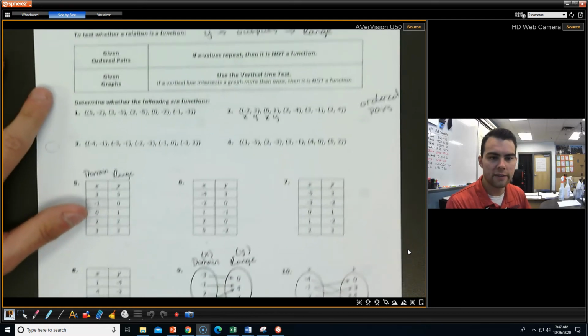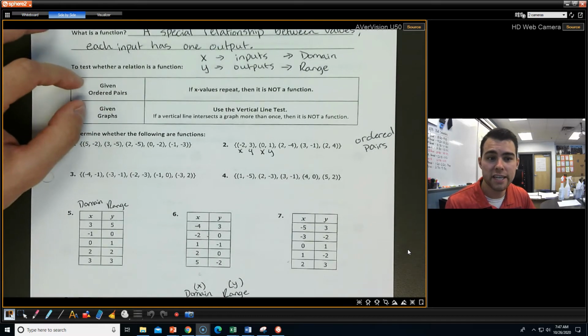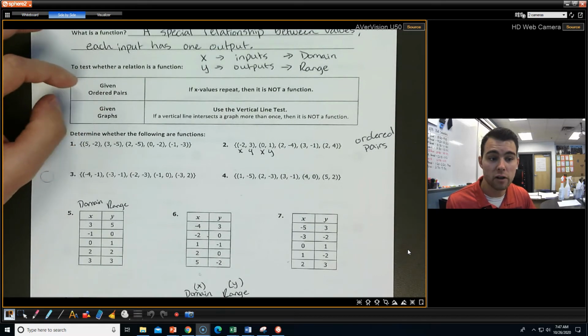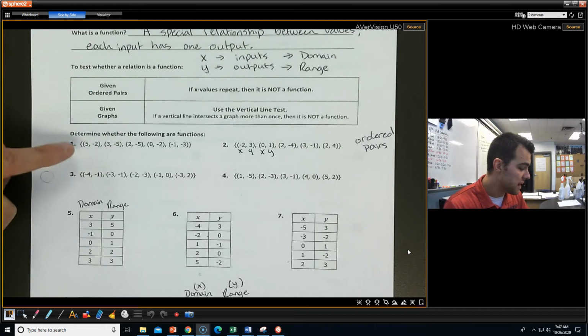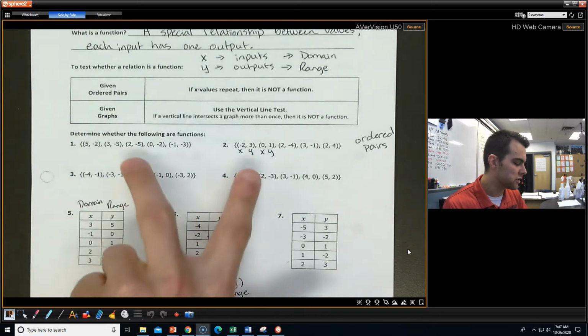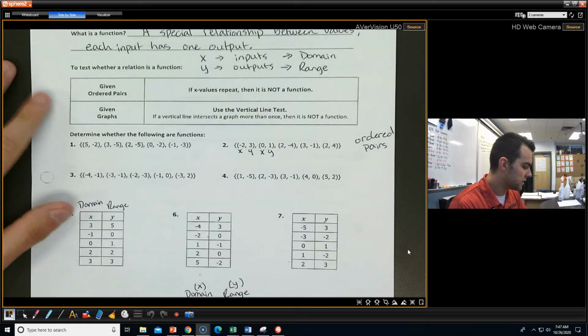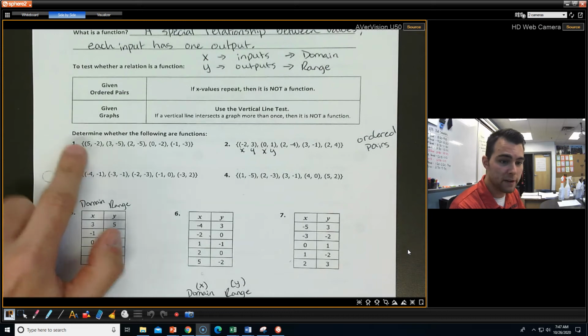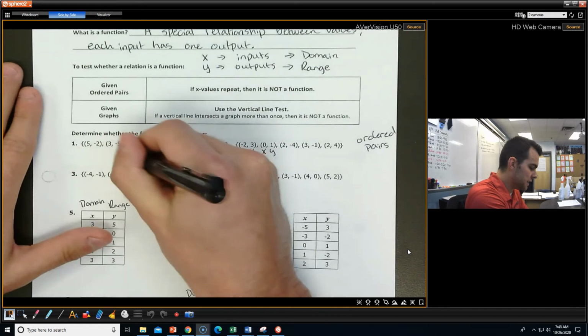Really what I want to look at today, though, is using these two tests, okay? These are tests to see whether or not a relation is a function. So for given ordered pairs, if the x values repeat, it is not a function, okay? It's easier to tell if it's not a function or it is a function. So for these first two, let's just look at them, and then I'm going to let you guys try 3 and 4, okay? 1 and 2, let's see if the x values repeat. 5, 3, 2, 0, negative 1. We're good. This is a function.